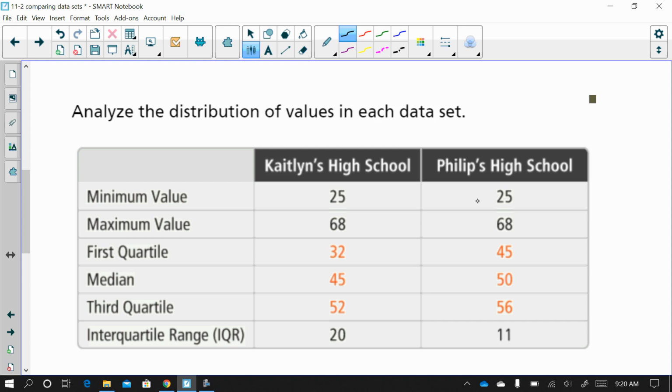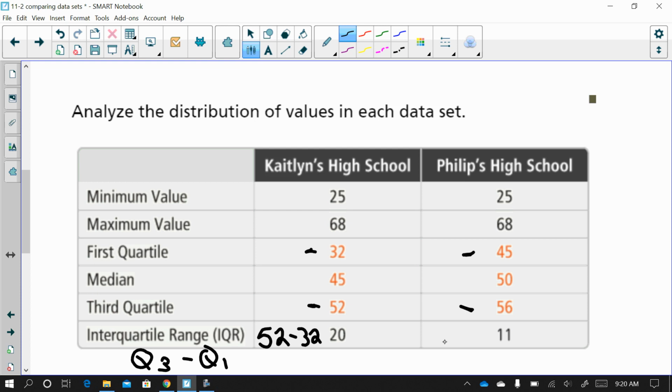Philip's school had the same minimum, same maximum. However, his first quartile was 45. His median was 50, and his third quartile was 56. They also include one other value here in this chart. It's called the IQR, the interquartile range. To find the interquartile range, you just take Q3 minus Q1. So Q3 minus Q1, 52 minus 32. That's how they get the 20.